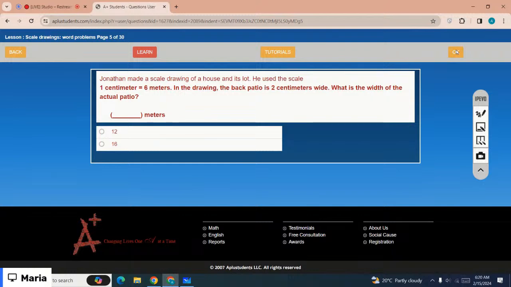The correct option is 12 meters. The correct option is 12 meters.